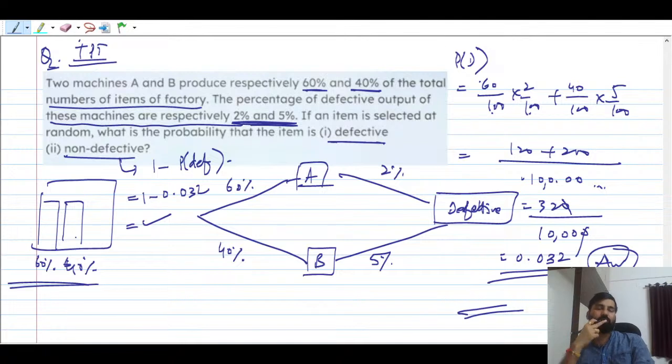Now we will take one more problem where we are going to use Bayes theorem, right? So let's see where we are going to use Bayes theorem. Okay? Suppose the same question is there.